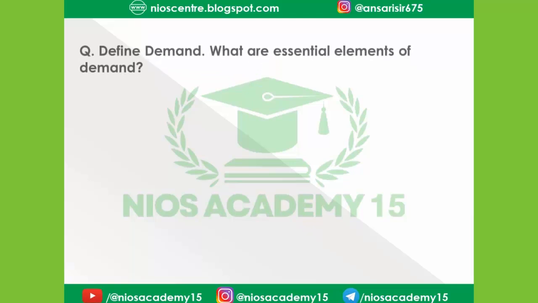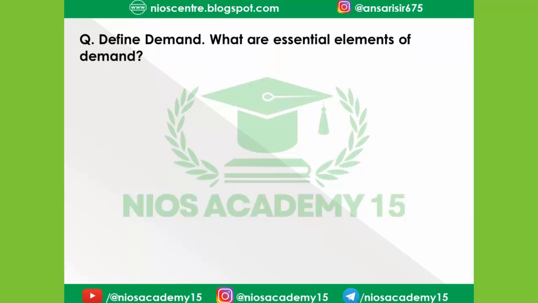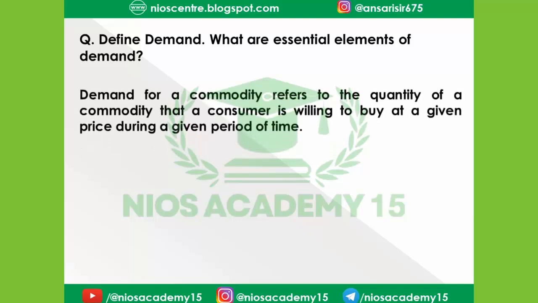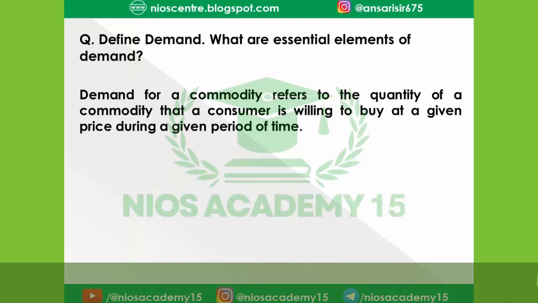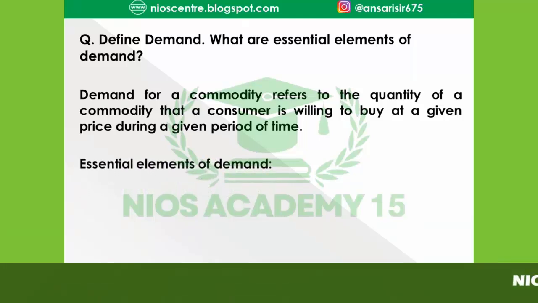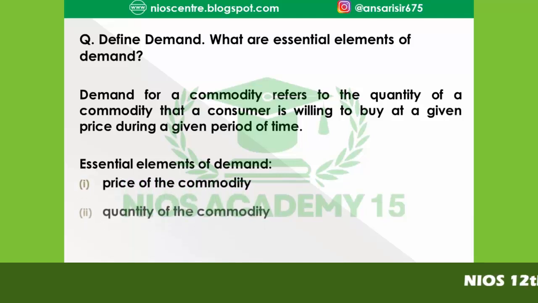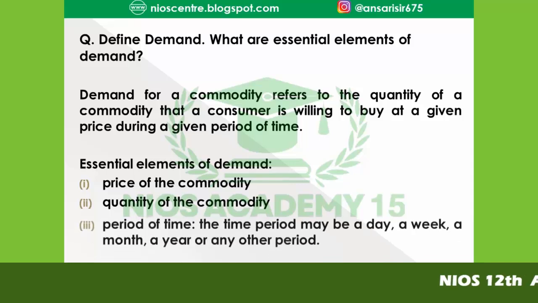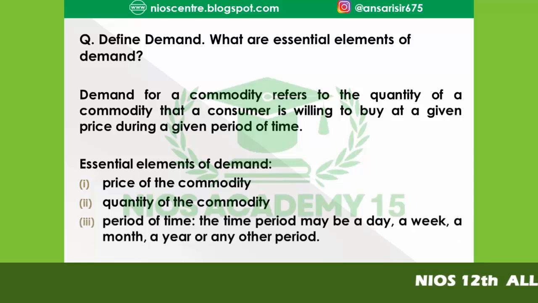Next important question is, define demand. What are the essential elements of demand? And the answer is, demand for a commodity refers to the quantity of a commodity that a consumer is willing to buy at a given price during a given period of time. The essential elements of demand are price of the commodity, quantity of the commodity, and period of time. The time period may be a day, a week, a month, a year, or any other period.